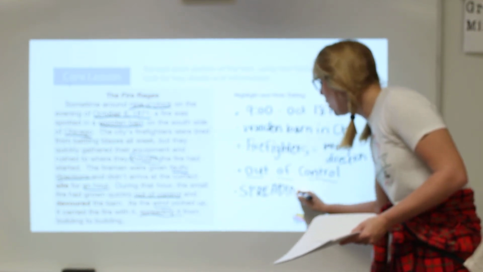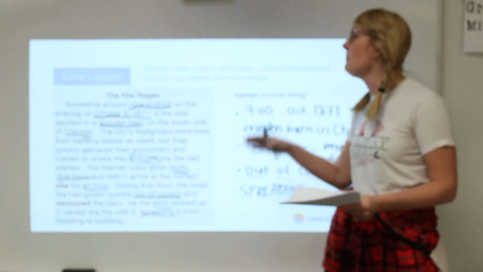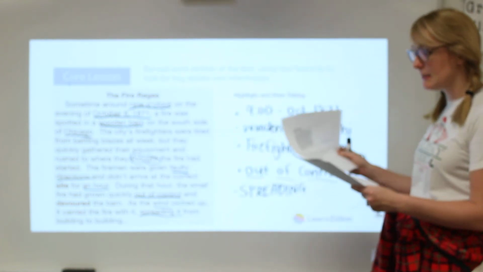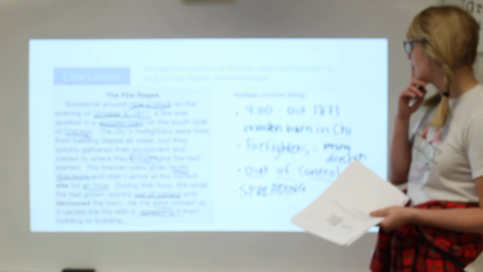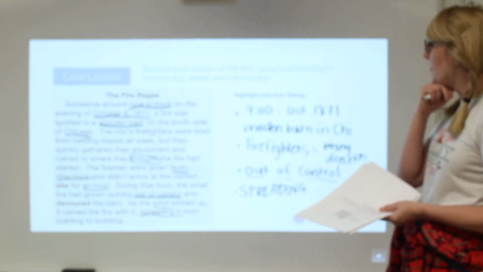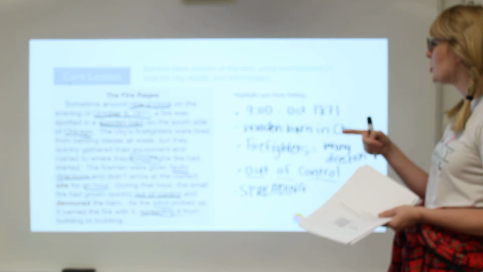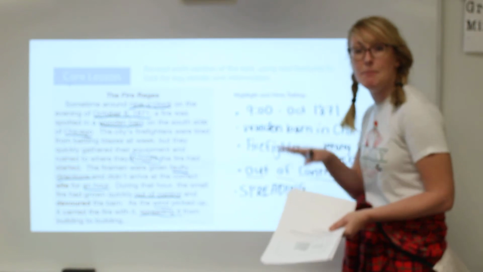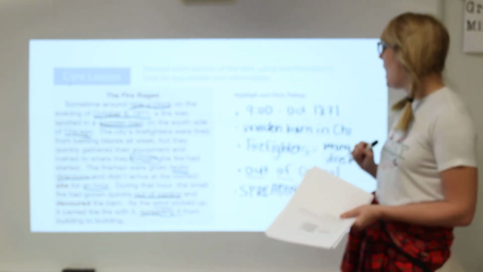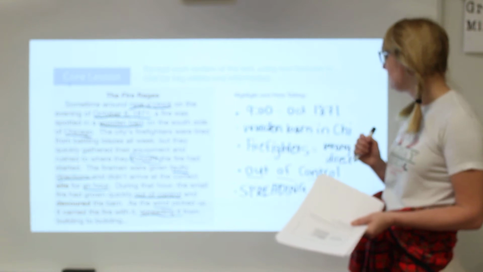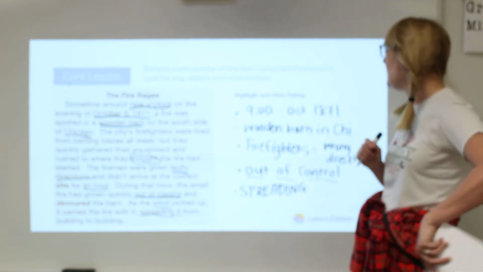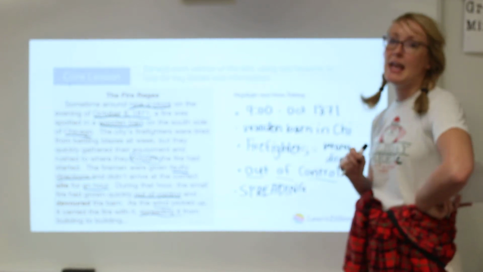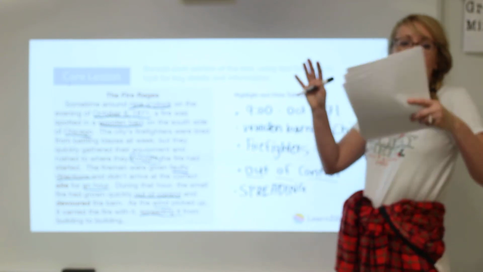Now, of course, I was able to get some of this information just from my subtitle, but now I can start to put these things into my own words. So here, 9 o'clock, October 1871, wooden barn in Chicago, firefighters given wrong directions, out of control and spreading. I can put that in my own words. At 9 o'clock on October 1871, a wooden barn in Chicago caught fire. Because firefighters were given wrong directions, it spread out of control. Boom, done with that section.